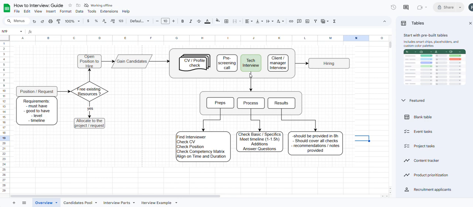First of all, our technical interview has the following stages. First of all, we are doing preparation for the technical interview. When doing preparation, the specialist who will conduct the specific interview will need to check the CV in order to make sure that he understands what our candidate's experience is.